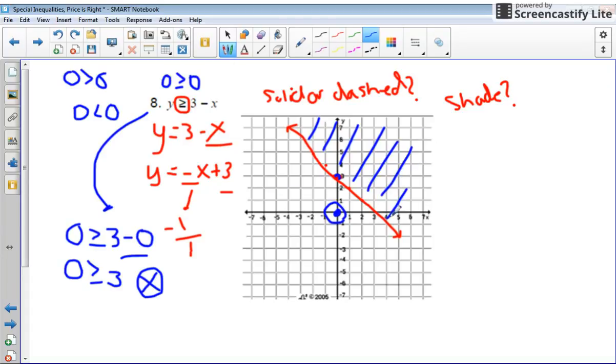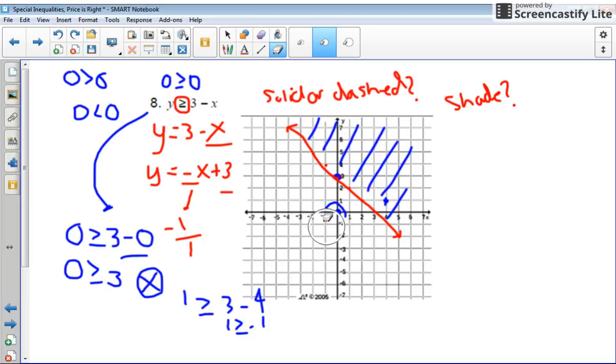Now, if you want to check yourself, pick another point on this side. I don't know. How about the point (4, 1)? Plug it in. 1 goes in for y, 4 goes in for x, and oops, not like that. Try again. 1 goes in for y, 4 goes in for x. You get 1 is greater than or equal to -1. That's absolutely true, so I know this point works. I need to shade on that same side as that point.